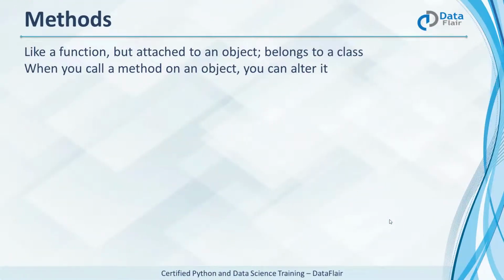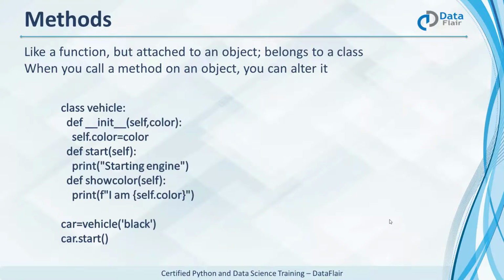A method is like a function, but you call it on an object. A method belongs to a class. And unlike a function, a method does modify the object you call it on. This is class vehicle with 3 methods, init, start, and show color. They all take the self parameter, so they know which object to manipulate, and the init method is for initialization.